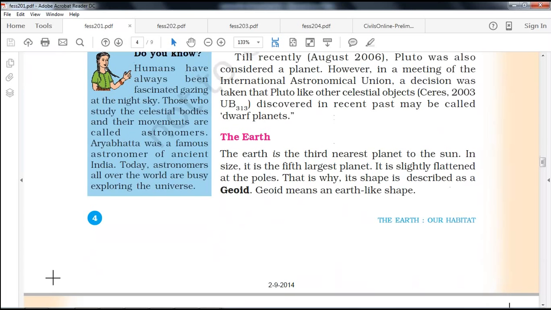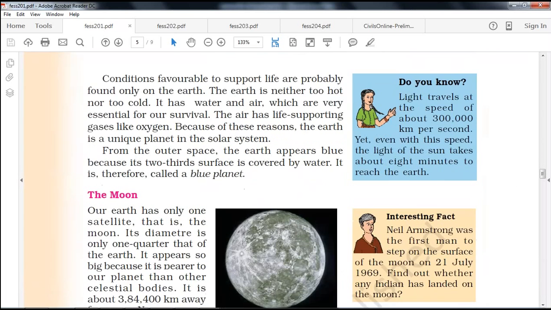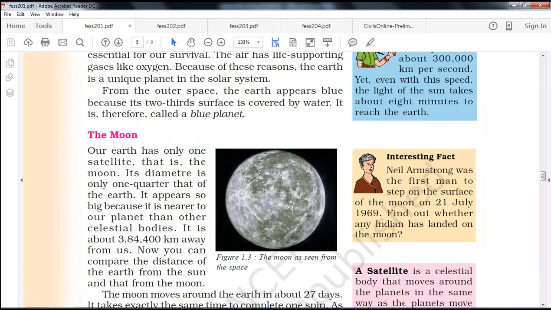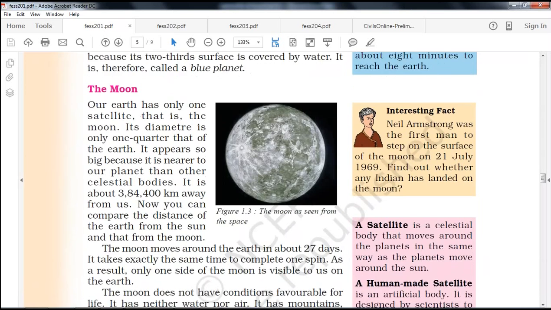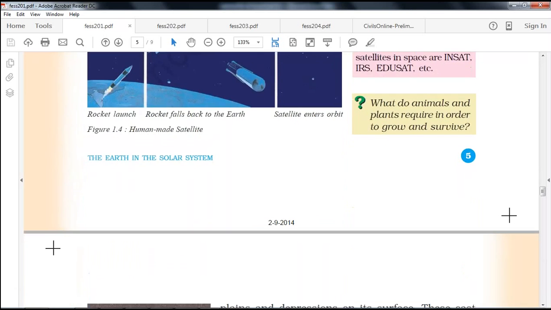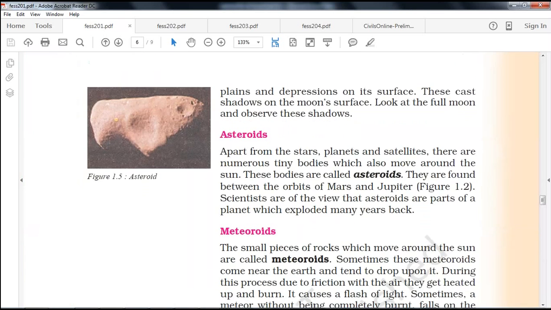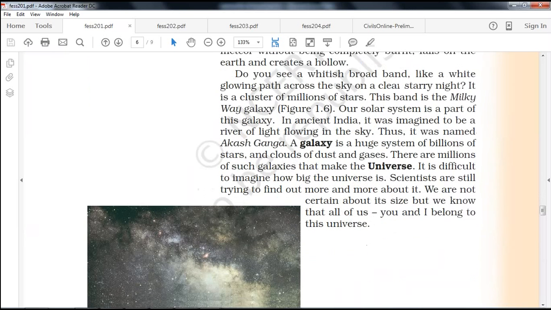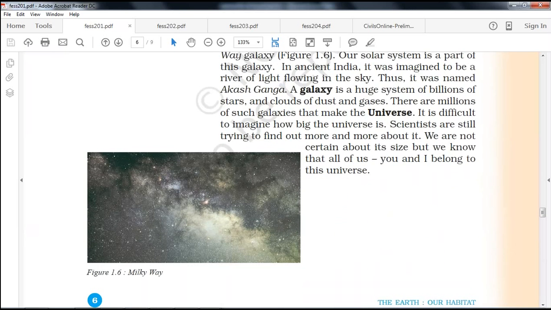the shape of the earth as a geoid, the moon as the one and only natural satellite of earth, then human-made artificial satellites, and about asteroids and meteoroids, and about galaxies and our own galaxy, the Milky Way.